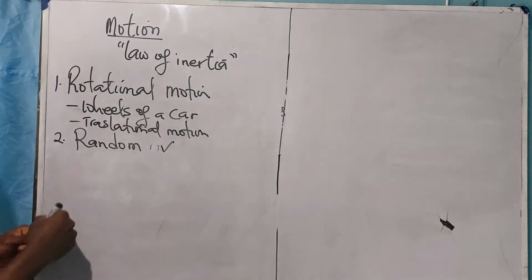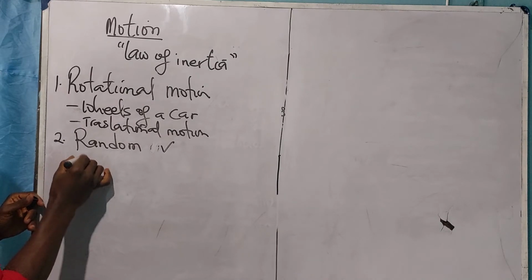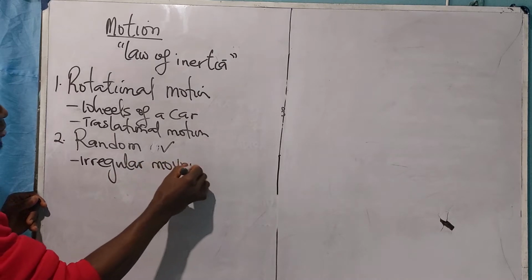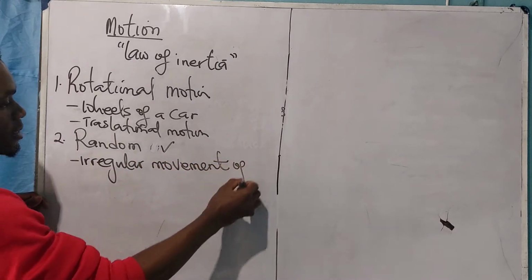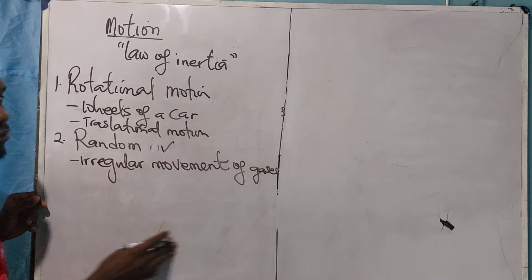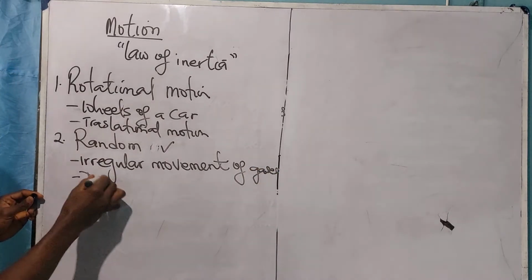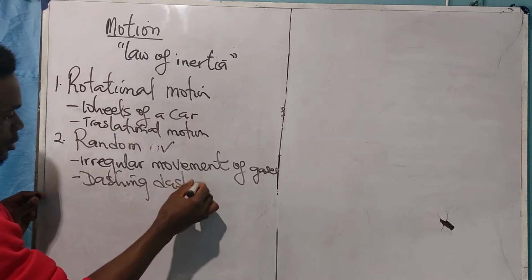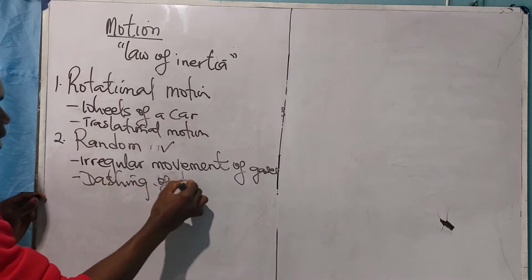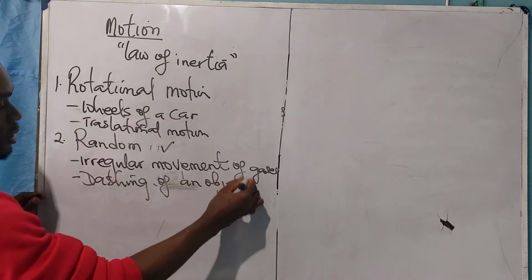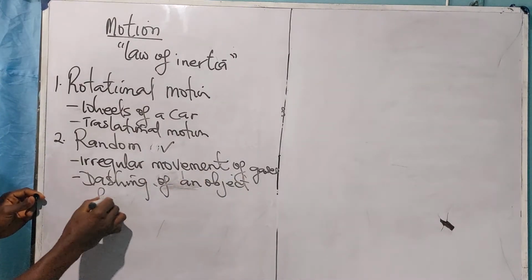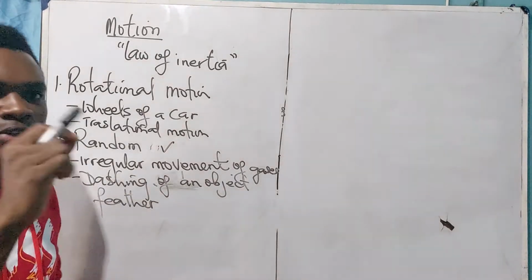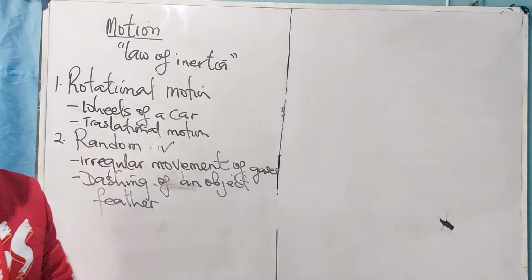A good example of it is the irregular movement of gaseous particles, the irregular movement of gases. And secondly, the dashing of an object into the air. Example is a feather. When a feather is thrown into the air, it moves in a random manner. It doesn't move through a definite path.